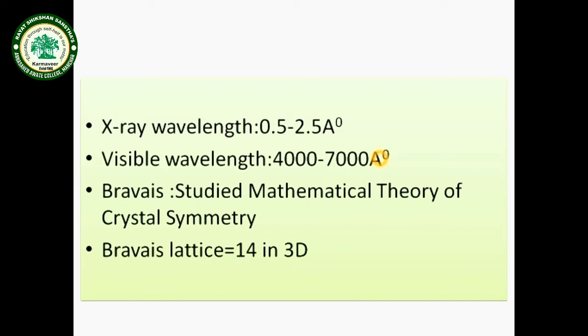With respect to wavelength, X-rays have a very small wavelength, about 0.5 to 2.5 angstrom units, which is very small compared to visible light. Due to these characteristics, we are going to see why only X-rays are used for the analysis of crystalline material. Why not infrared, why not radio waves, or other types of waves? We can discuss that later on.